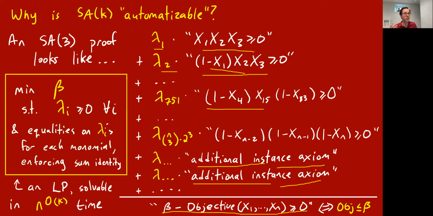And so that's why, since the number of lambdas is one per axiom, it's n to the order k, searching for the best proof can be done with an LP in n to the order k time. So that's cool. We have these more and more powerful proof systems and an automation algorithm for finding proofs in them.